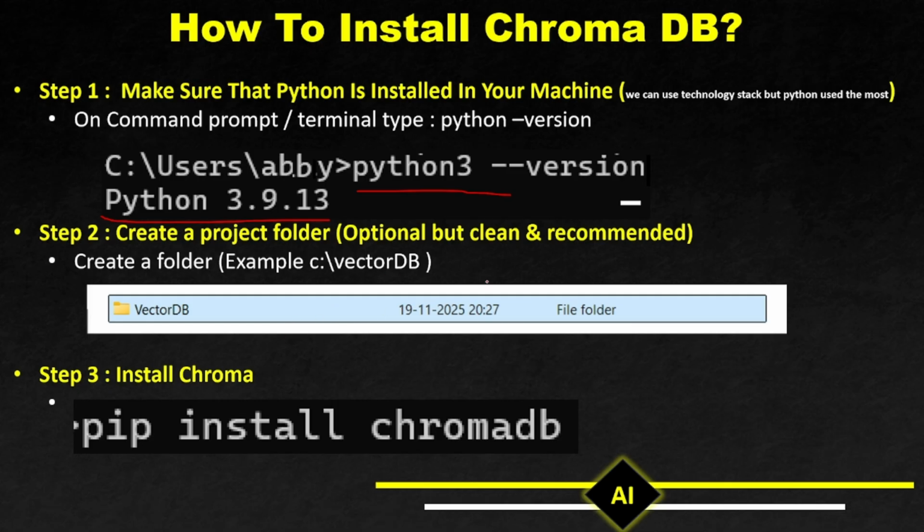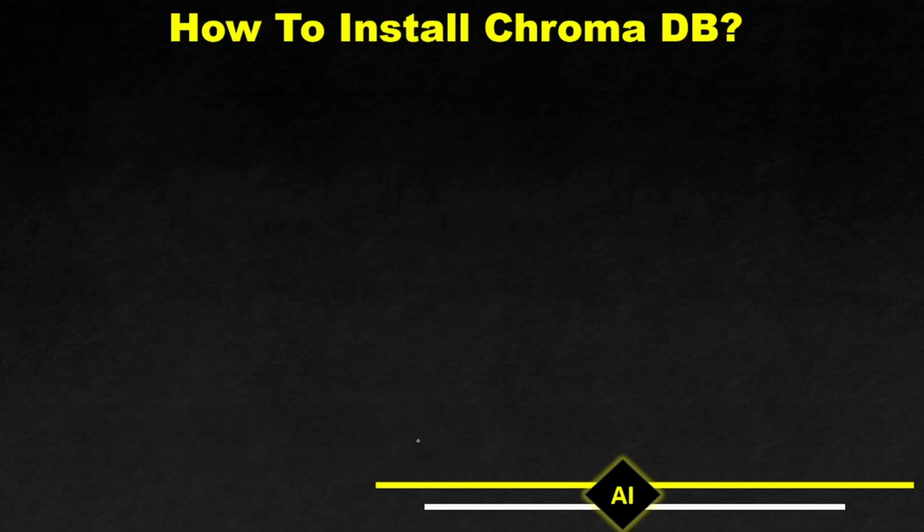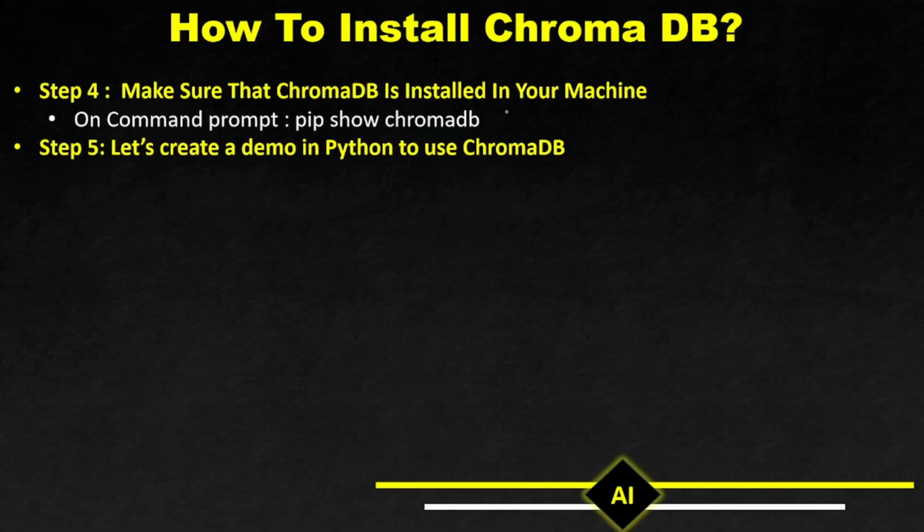And then you can create a vector DB or any folder wherein you can store. This is optional. I will tell you why this is optional. And then on the same prompt, you can apply the command pip install chromadb, and this will install ChromaDB in your machine. You can also check whether ChromaDB has been installed successfully or not. For that, you can use pip show chromadb, and then you can create a Python demo wherein you can use ChromaDB.